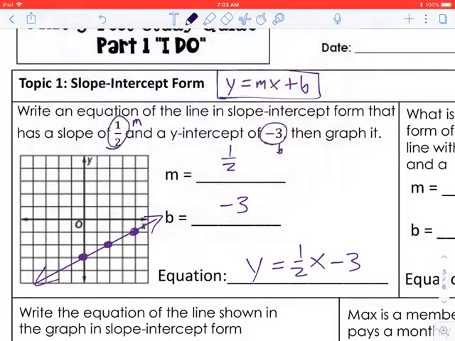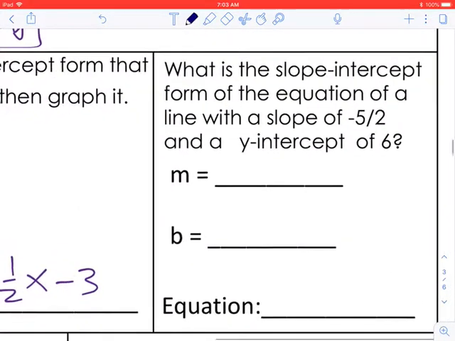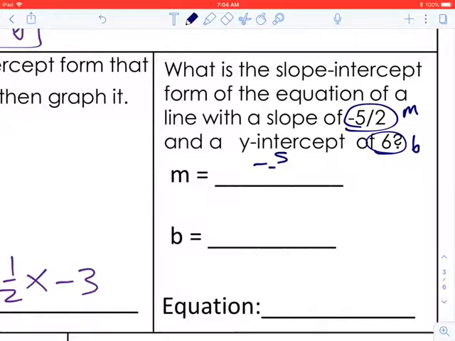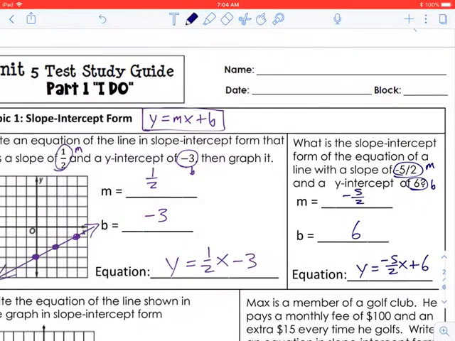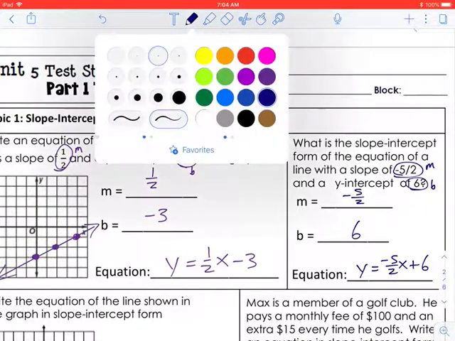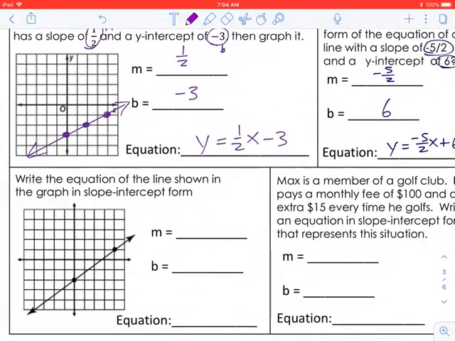So on the next one, this one's basically the exact same thing except we don't have to graph it. So slope of -5/2, that's m. What is the slope-intercept form of the equation with a slope of -5/2 and a y-intercept, so b, of 6? So -5/2 is my slope, b is 6, so y equals -5/2 x plus 6. And there we are.